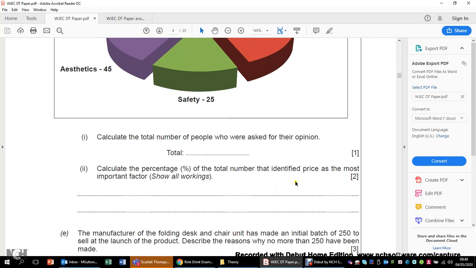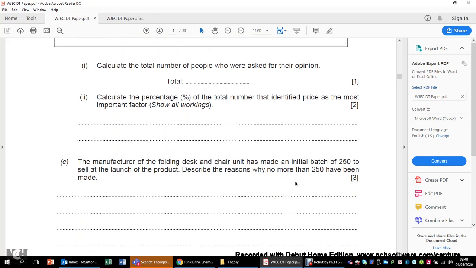Next question. The manufacturer of the folding desk and chair unit has made an initial batch of 250 to sell at the launch of the product. Describe the reasons why no more than 250 have been made. Now, a launch, I mean, often you think of things more glamorous than folding chairs. I would obviously think of cars, because that's what I would do, but a product launch, I always think of it as a nice sort of swanky occasion.